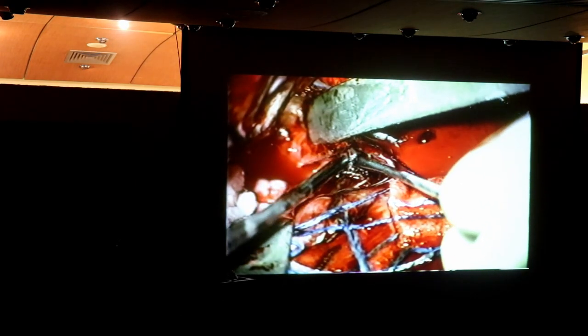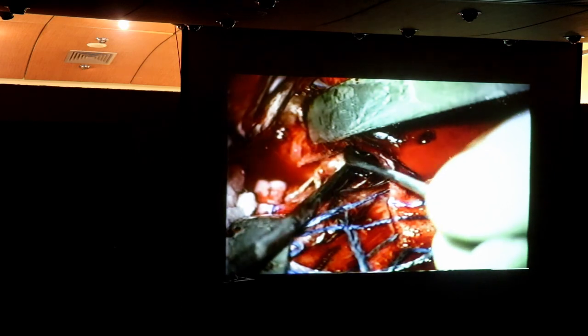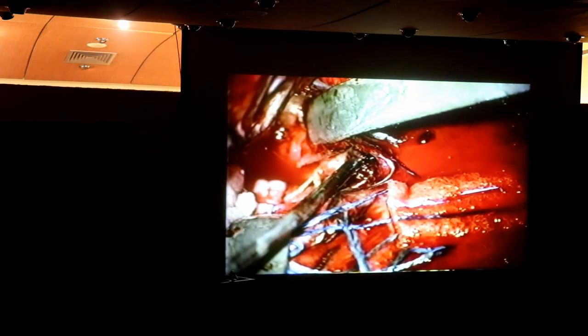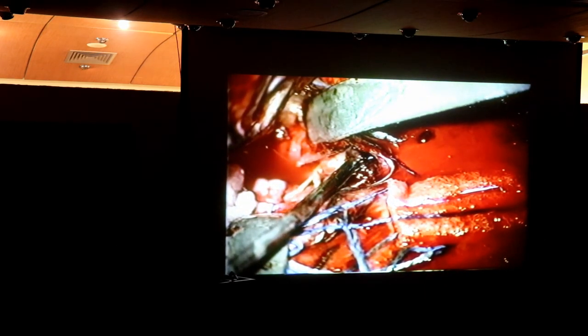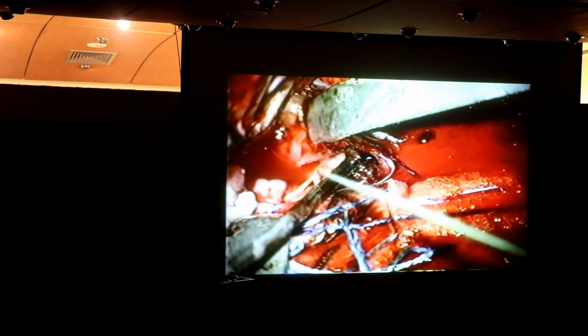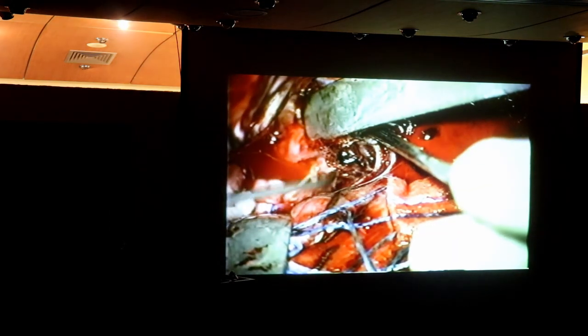So if I put a clip, I say to the anesthetist, temporary clip is on carotid, so he starts counting how many minutes. If I exceed the 4 minutes, he'll say, take your clip out. I take it out, it will bleed, and then I'll put it again until I finish my job.